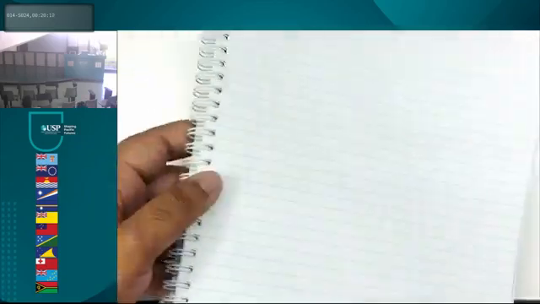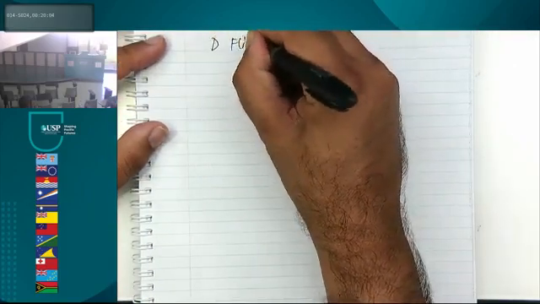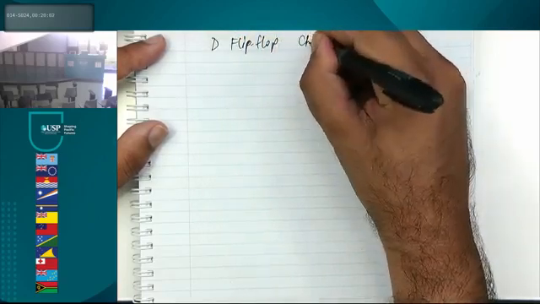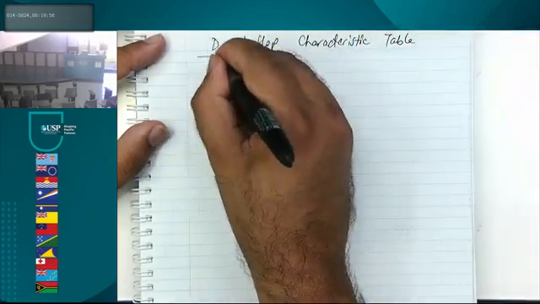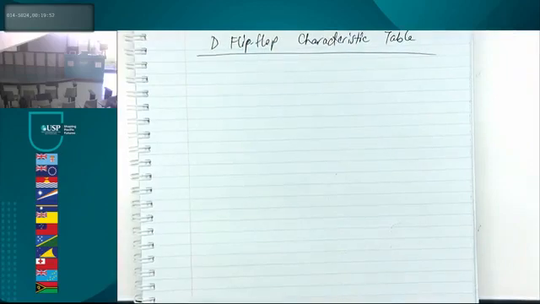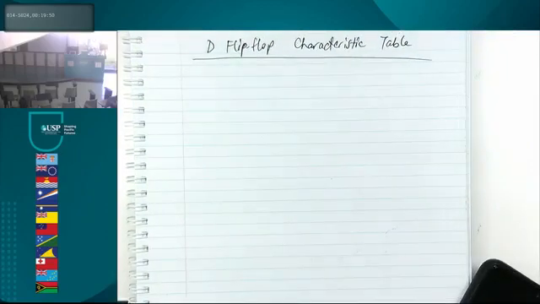Let us take it one step further. What comes after the truth table, guys? The characteristic table. D flip-flop characteristic table. Do you remember what the characteristic table is? You must always differentiate between the characteristic table and the excitation table. In the characteristic table, you have your input. You know your D. What is your SR? What is your JK? What is your T? You know your input.